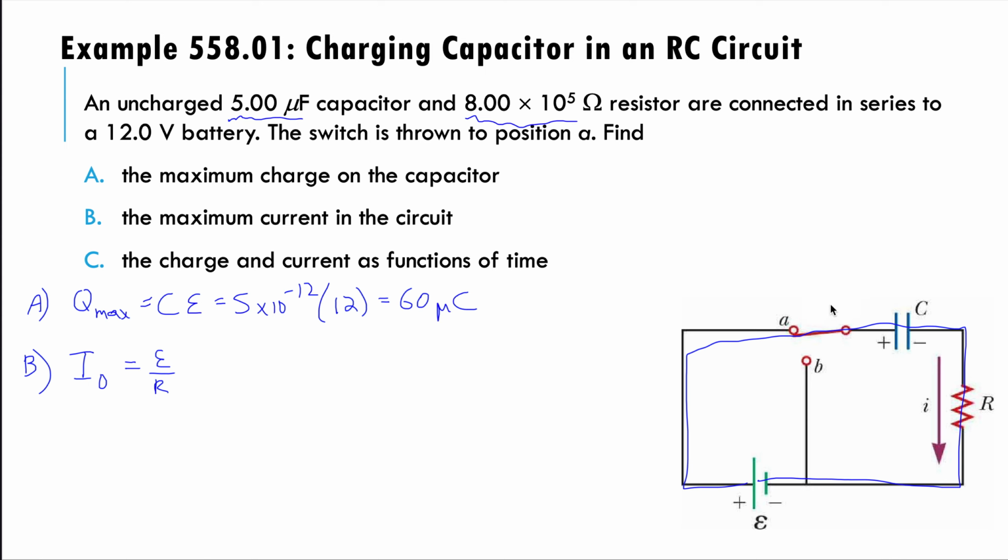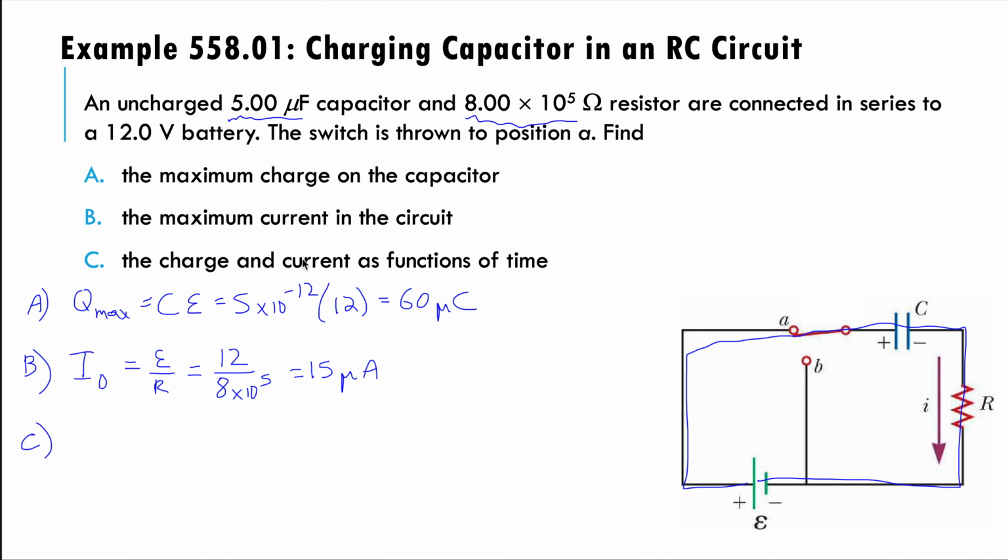We know that the maximum current is when the capacitor still has no charge on it, and the only resistance to the flow of charges is the resistor. So we're going to do 12 volts over 8 times 10 to the 5 ohms, and that's going to give us 15 microamps. That's not too bad so far.